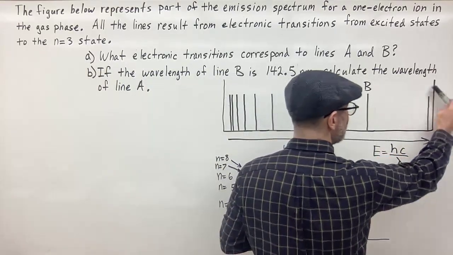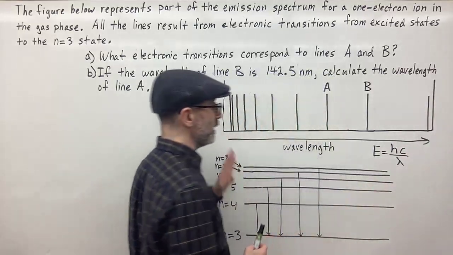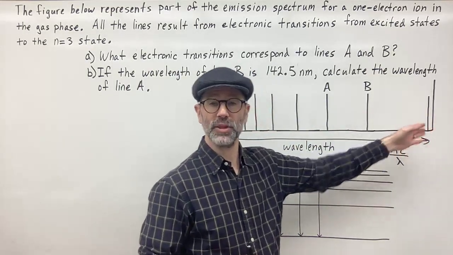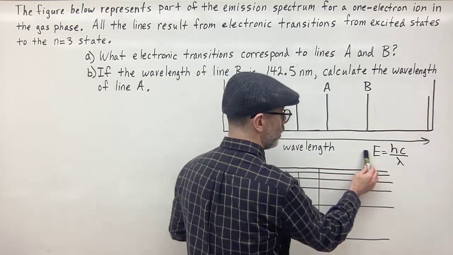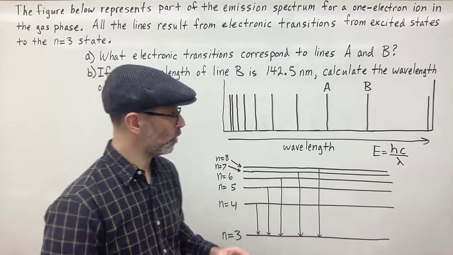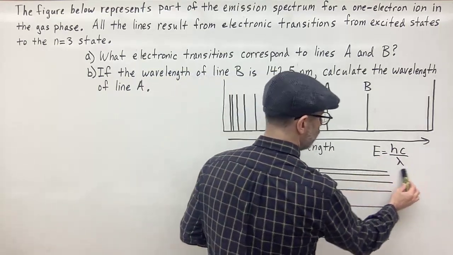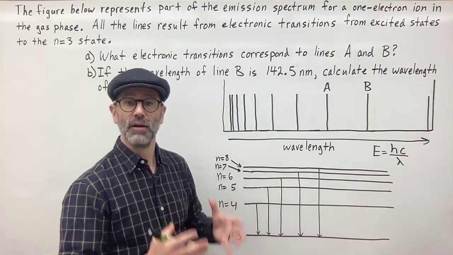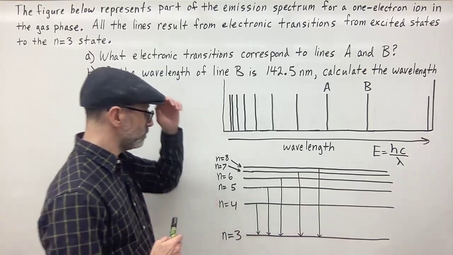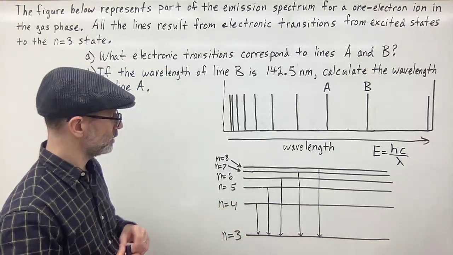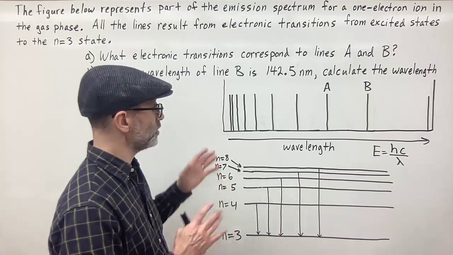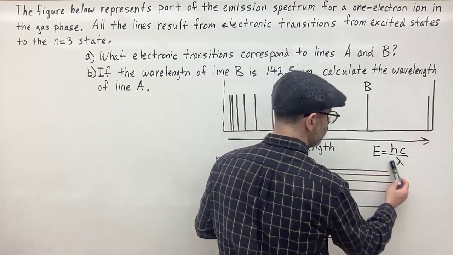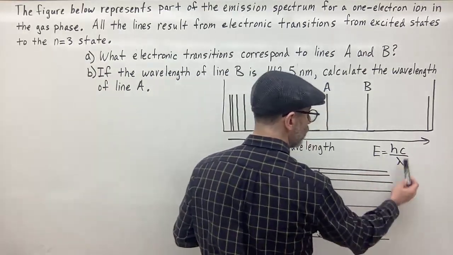So this line here, being the farthest this way, has the longest wavelength. If energy and wavelength are inversely proportional, then the longest wavelength is going to correspond with the highest energy of light. Well, the highest energy of light, I'm sorry, not the highest, the lowest energy of light. Getting mixed up. So here we have the wavelength and energy.